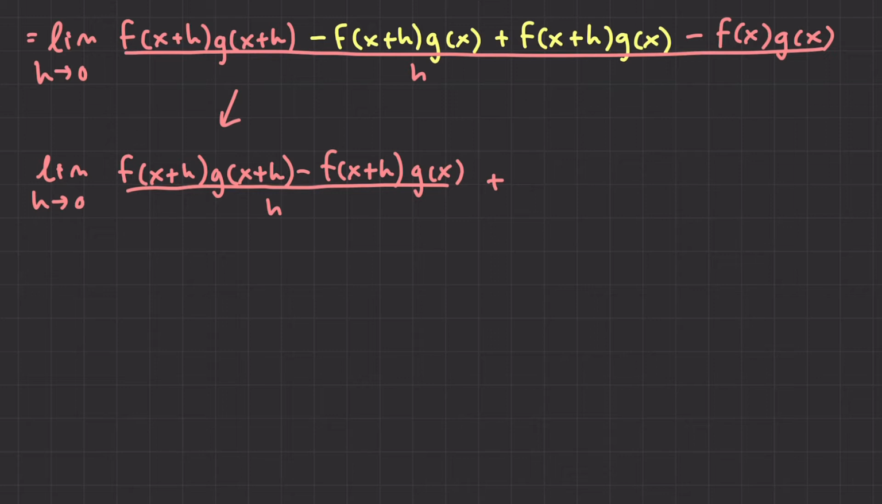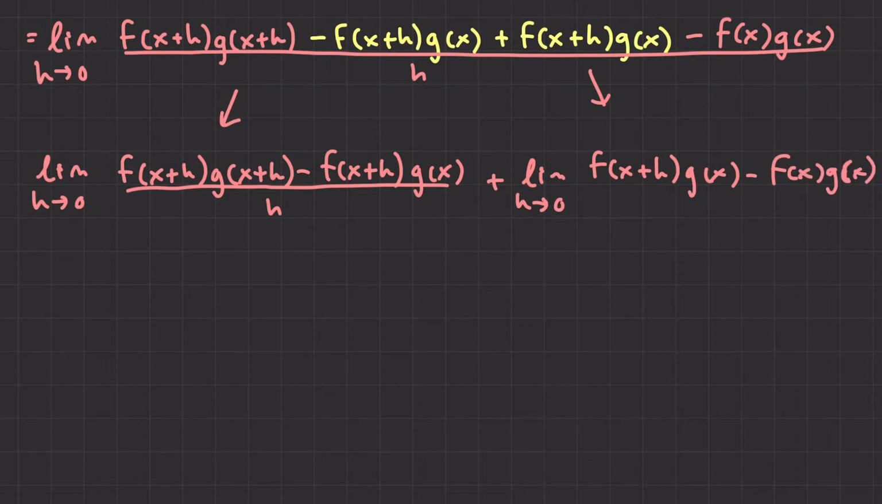And using the limit laws, we can split up this sum into two different limits. So the limit as h approaches 0 of, well, this portion. So I've got f of x plus h times g of x minus f of x times g of x. Ta-da! And that's all over h. Beautiful. Look at that.